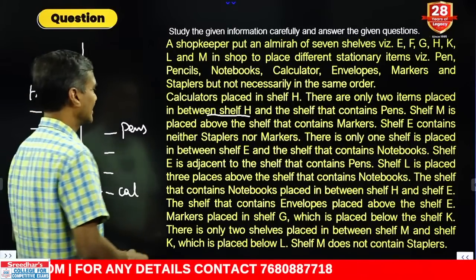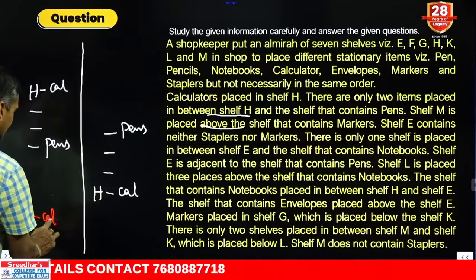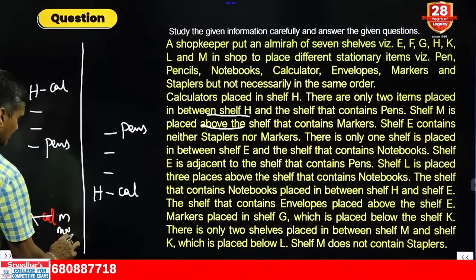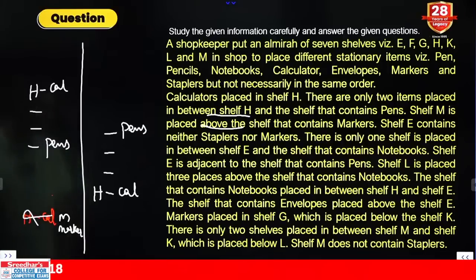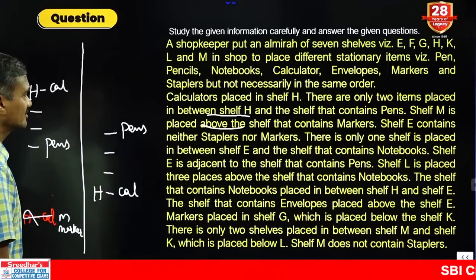Then, shelf M is placed above the shelf containing marker. Now M is above this marker. And at the same time, the word immediate is not given anywhere above this. And M is above this marker.